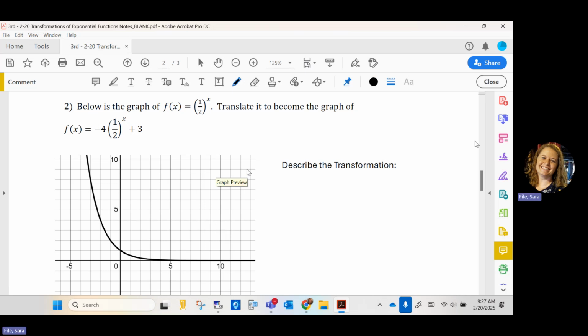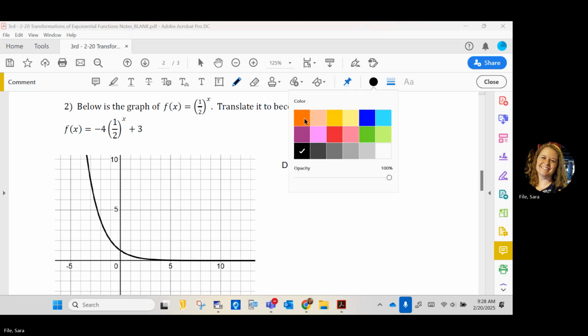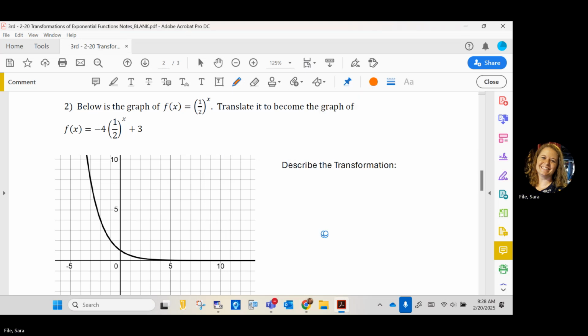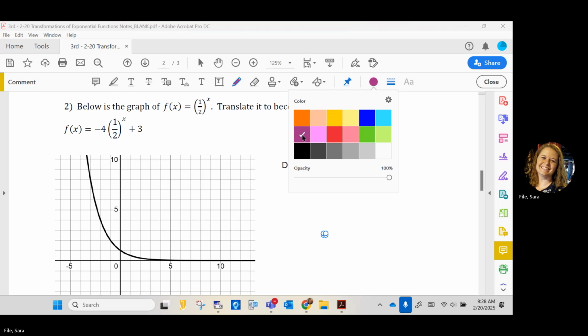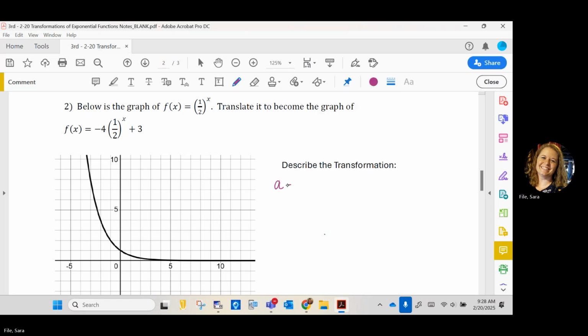Now they want it to translate to become this function. Okay, -4 times 1/2 to the power of x plus 3. So let's describe what's going to happen to this graph with this -4 in front and this plus 3 at the end. Those are the changes. That's what's different from the original. So that -4, is that A, H, or K? A, good. Okay, so the A is -4.